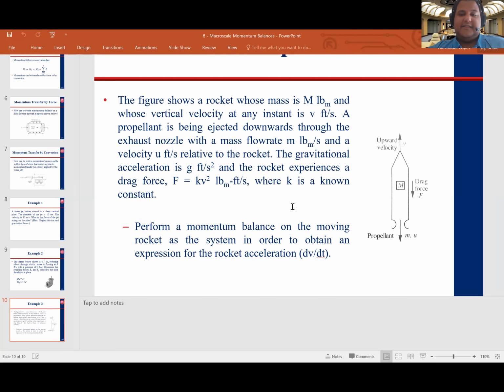And so we're saying, if the gravitational force is g and a drag force is kv squared, how can we perform a momentum balance on this rocket to obtain the expression for the rocket's acceleration? So this is a little similar to that trolley, just a tad different. What we're looking for is to identify what the momentum balance is going to look like, and how we can derive this balance to get an idea of the acceleration of the rocket.